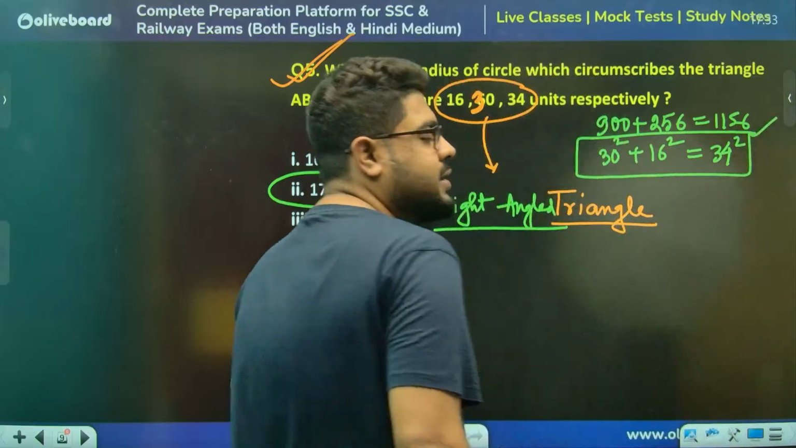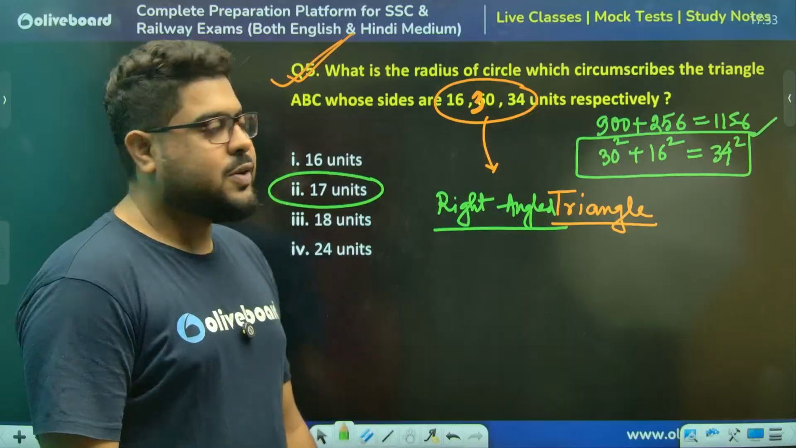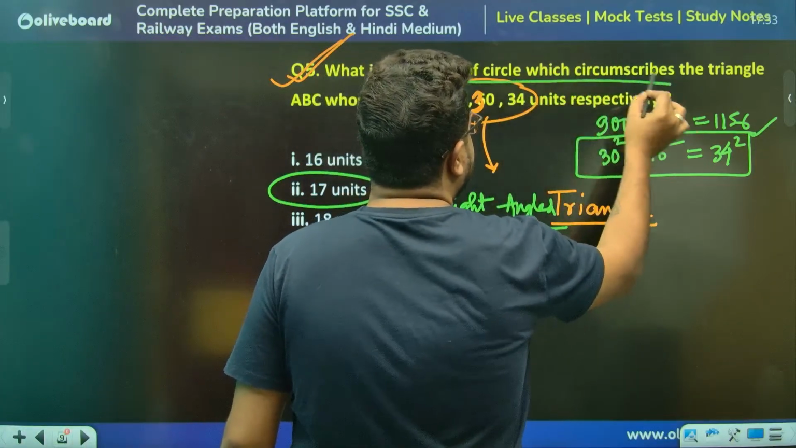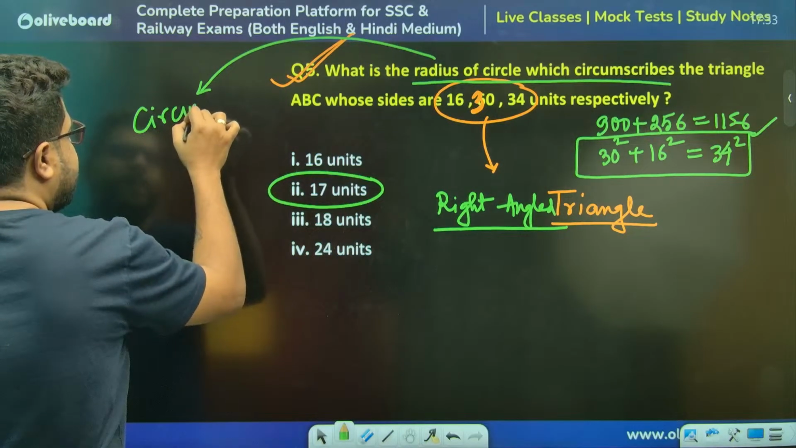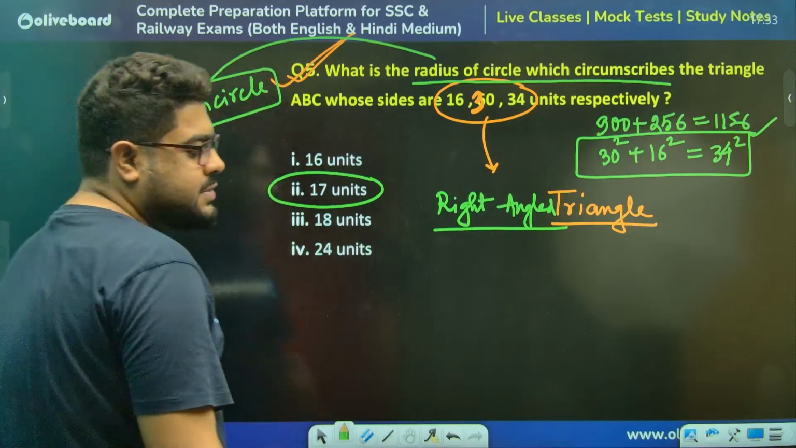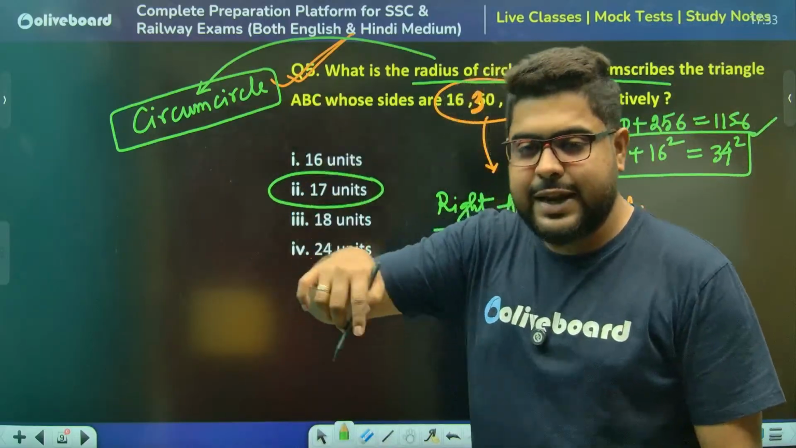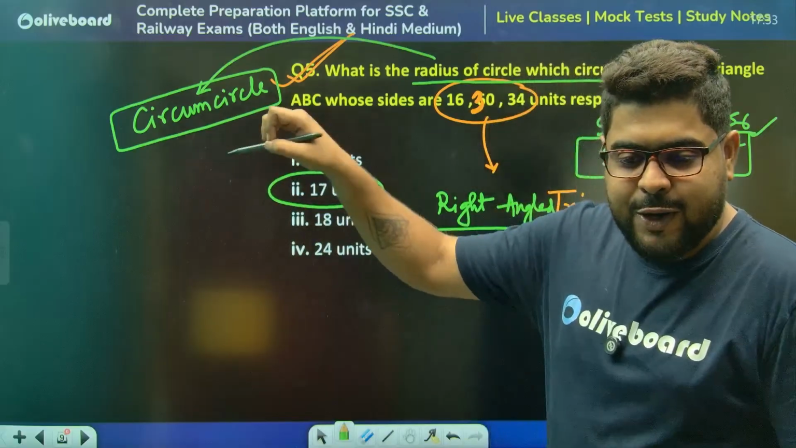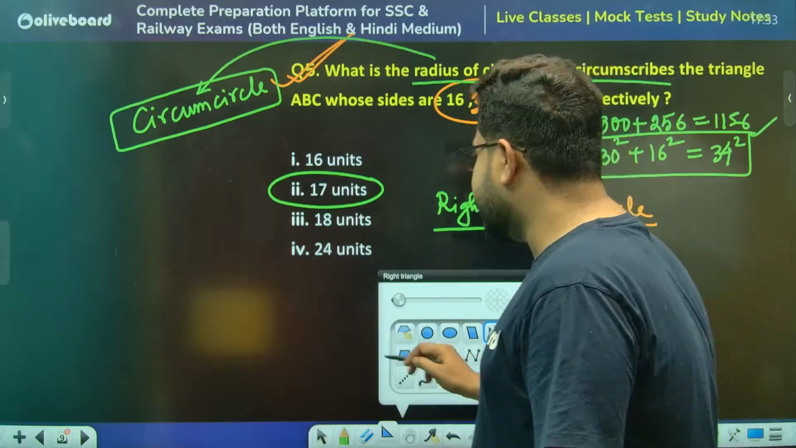34 square, sir. Right? What was I saying? This is a right angle triangle. Now, the radius of the circle which circumscribes it is called the circumcircle, sir. And remember, the circumcenter of a right angle triangle is the midpoint of what? Midpoint of the hypotenuse. Do you guys remember this?